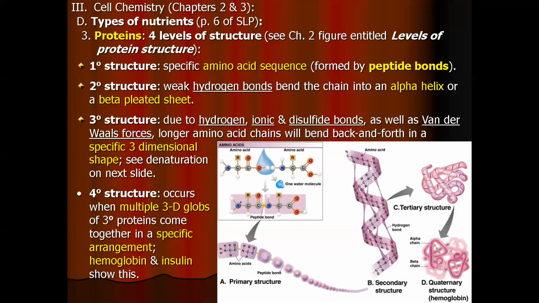In fact, hemoglobin is one of the few examples we see of quaternary protein structure, and this is where you get different chains, different globs arranged in a specific arrangement. In the case of hemoglobin, it's very symmetrical. But insulin, I told you, was a large protein because it also is a quaternary protein.